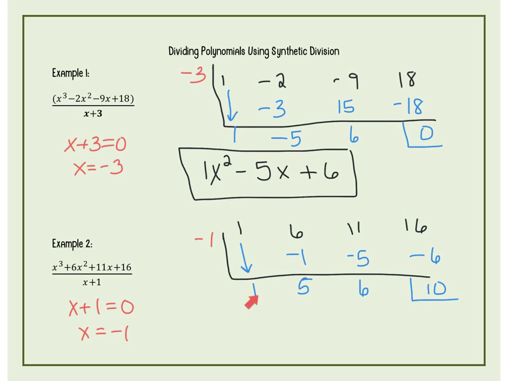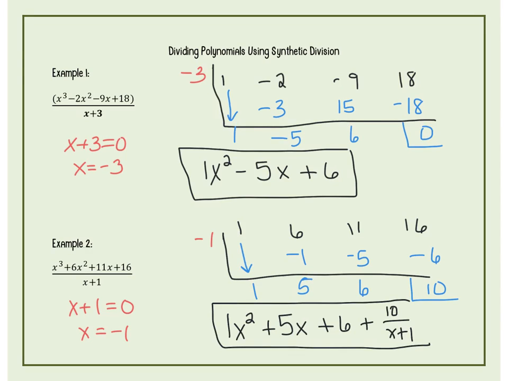So we're going to take these numbers and we're going to start with one exponent lower. So we're going to start with 1x squared plus 5x plus 6. Now what do we do with our remainder? We're going to put plus, and this is going to be a fraction. 10 over what? Well, what am I dividing by? 10 over x plus 1. Okay, so that is my official answer.